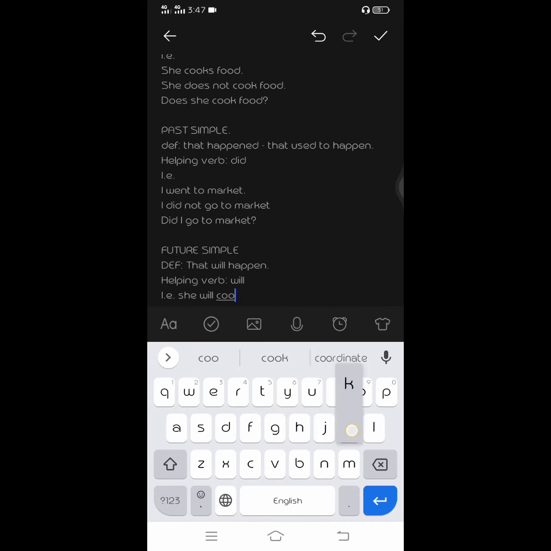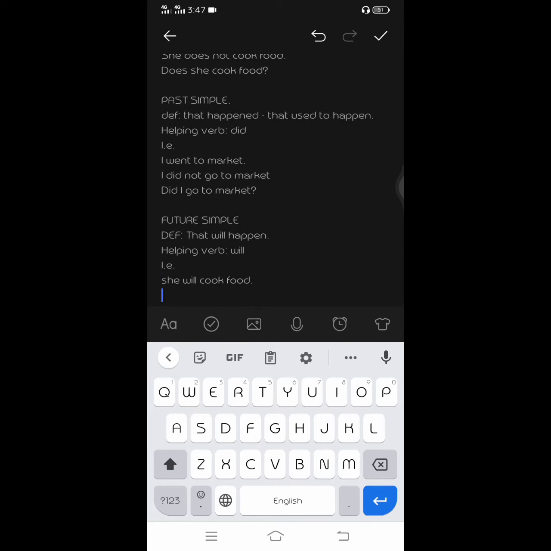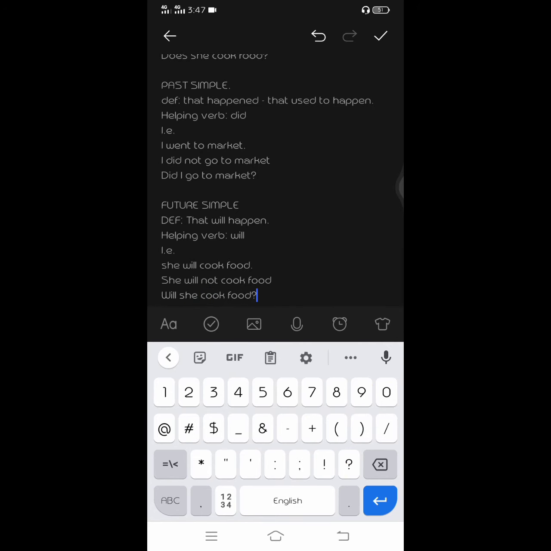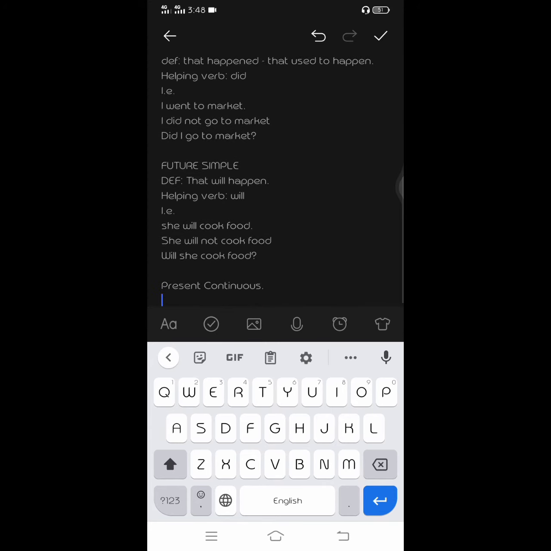She will cook food, right? In negative, as you know the rule, we use not with the helping verb, so it's going to be she will not cook food. Interrogative, will she cook food? Remember, the rule of making an interrogative is that we bring the helping verb first and then it will be an interrogative. Next we have here is present continuous tense.